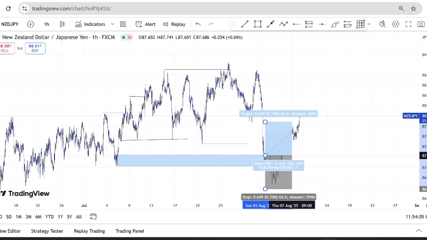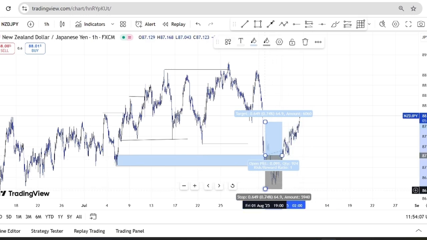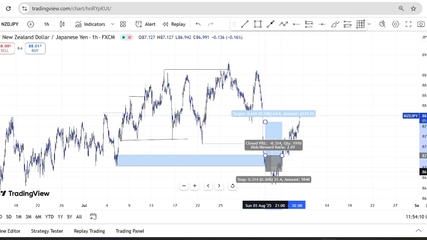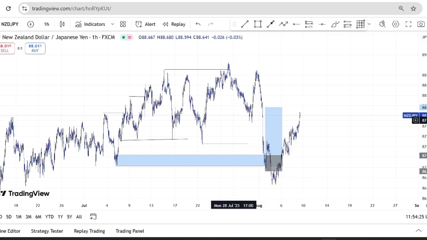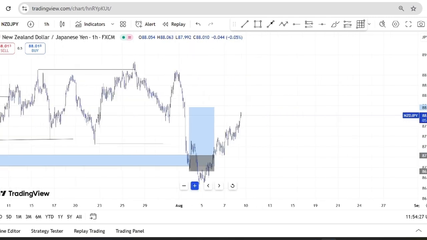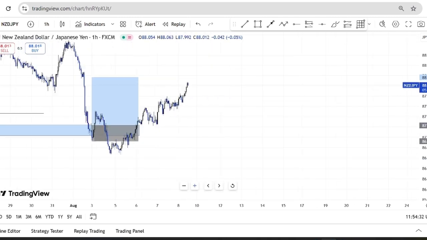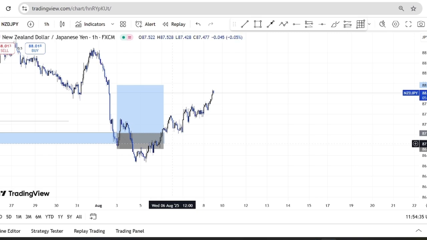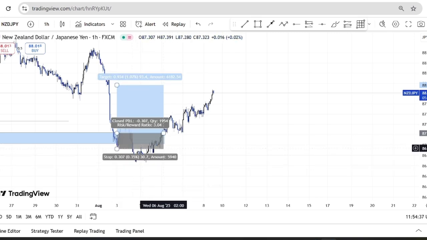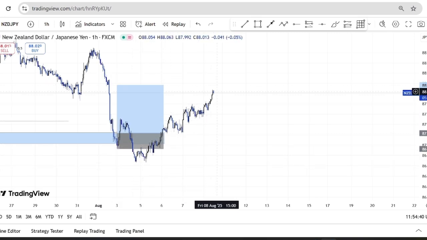This is exactly how the trade was placed, 30 pips, targeting the 1:3. For those that watched the last episode for last week, you see this particular trade was taken. So this was the trade, and you see the market continuing in the desired direction.